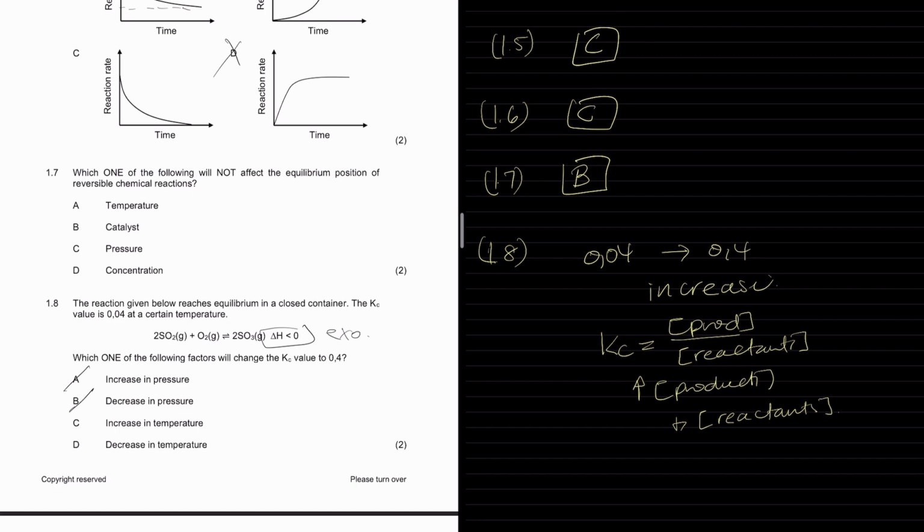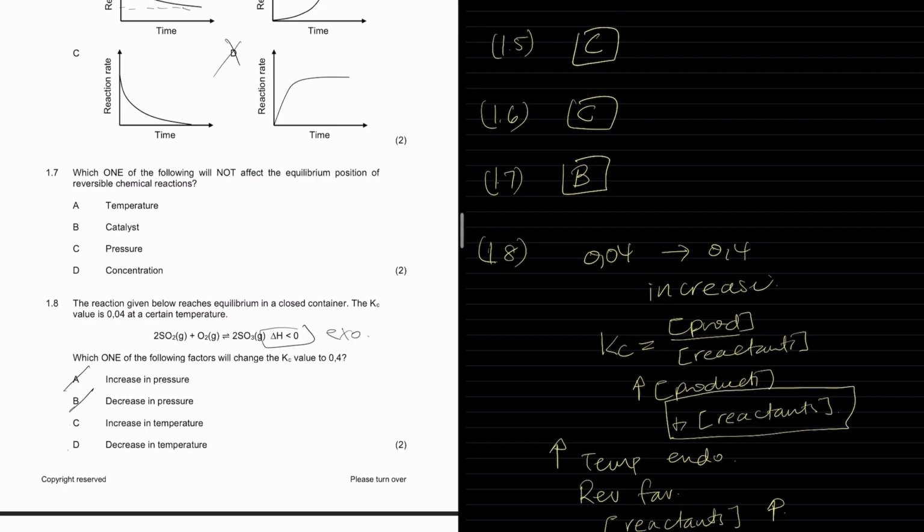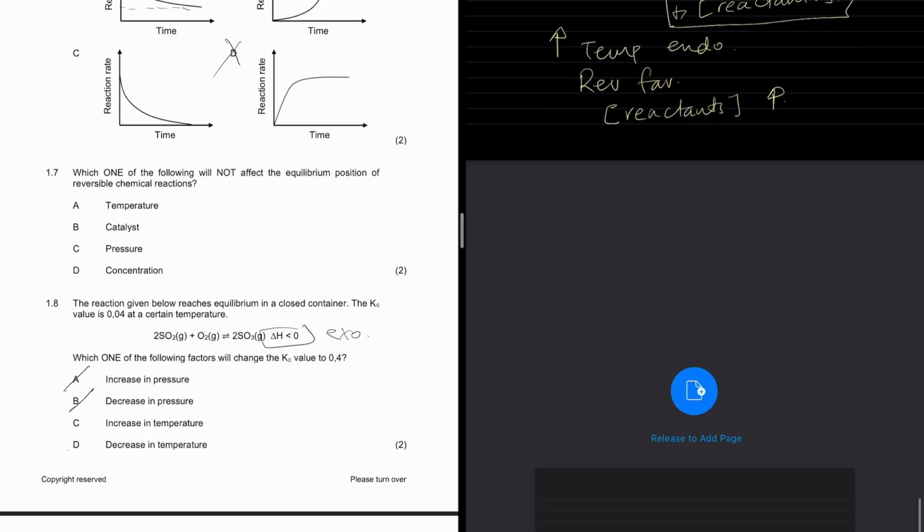So we're going to look at C or D. Now, what will happen if I increase the temperature? If I increase the temp, that's going to favor the endothermic reaction, right? So the endothermic reaction is the reverse reaction. So the reverse is going to be favored. That means the concentration of my reactants is going to go up. That's not what we want. We want the concentration of reactants to go down. So if I increase the temperature, that's not going to be an option. So that means the only option left is D. So 1.8, the answer is D.